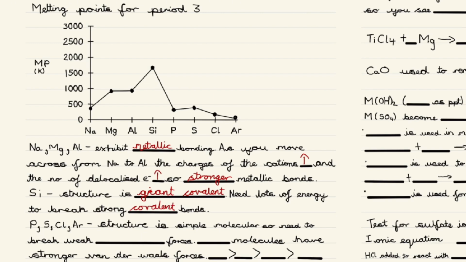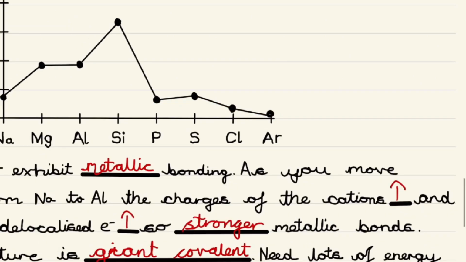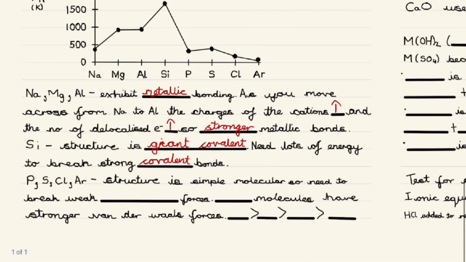And then all of a sudden, these all tend to drop. However, as you can see, if you look closely, this one slowly increases, then drops back down, then drops even more. And the reason for this, firstly, the reason why you get this sudden drop here is because the structure is simple molecular. So you need to break weak van der Waals forces. Now to explain why there's a sudden increase here, then it drops back down, is that bigger molecules have stronger van der Waals forces. You need to remember the formulas for all of these elements.